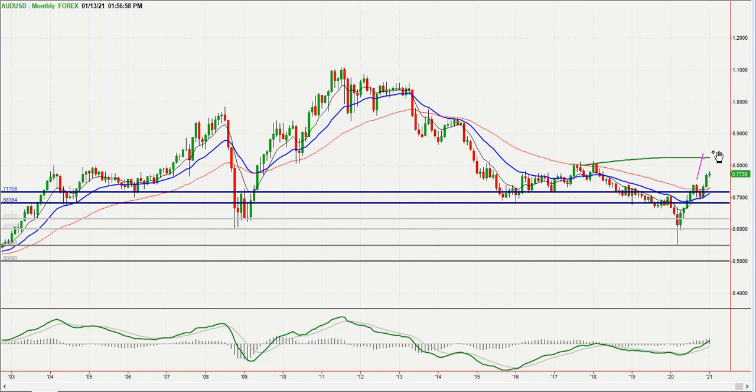Now the New Zealand dollar is very correlated to the Australian dollar, right? So the New Zealand dollar is a very strong currency as well. So now let's have a look at a client trade.